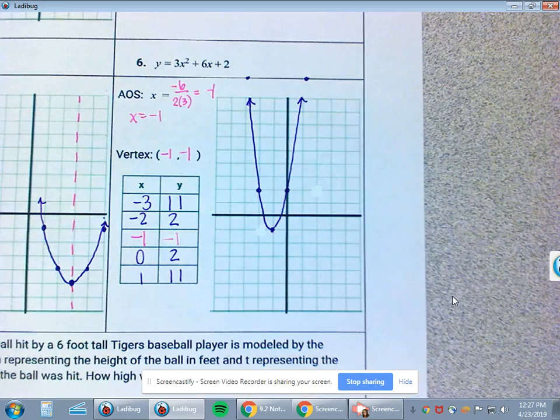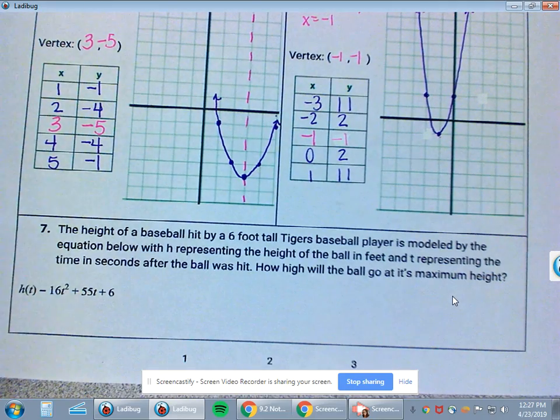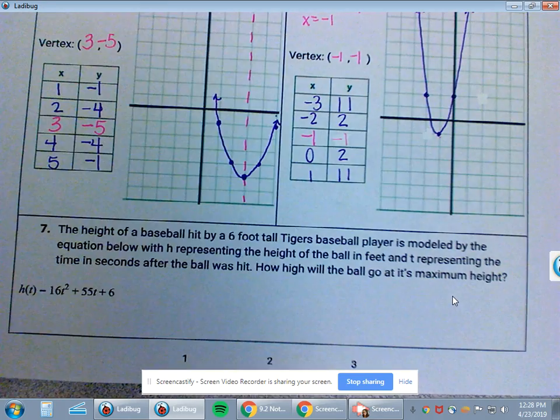And there's not a graph to be drawn in this one. We just want to think about a situation. So it says the height of a baseball hit by a 6-foot tall Tigers player is modeled by the equation below, with H representing the height of the ball in feet and T representing the time in seconds after the ball was hit. How high will the ball go at its maximum height?